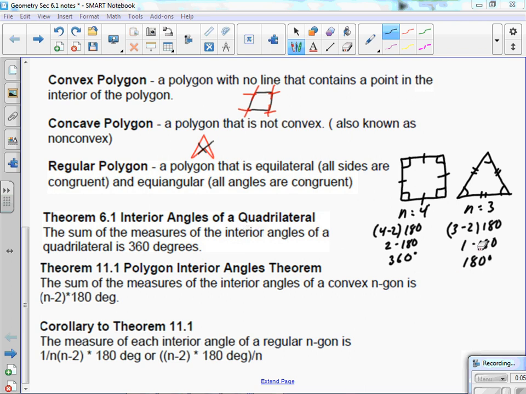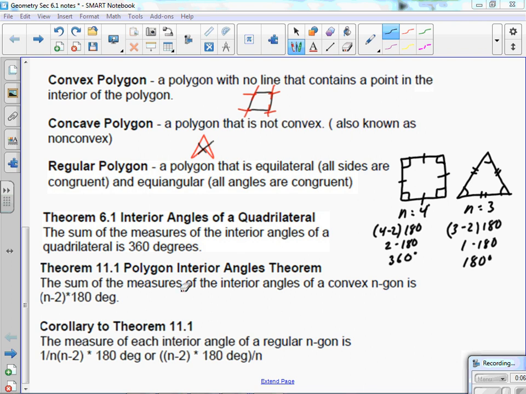Another one that we already knew, but that we can plug into the formula and still see that it works, is a triangle. 3 sides. So 3 minus 2 times 180, or 1 times 180, gives us 180 degrees for the interior angles of a triangle. So it works no matter how many sides it has. We can figure out what the measure of the angles add up to be.